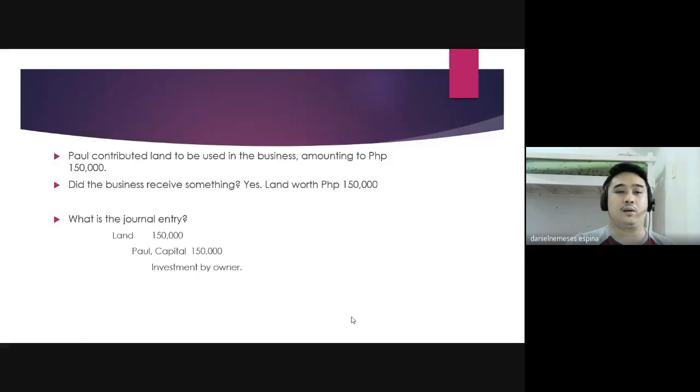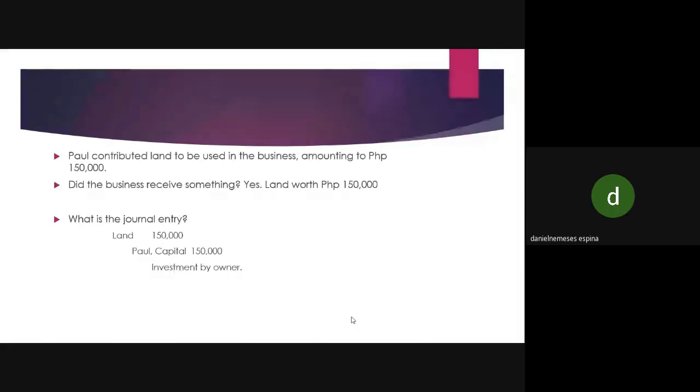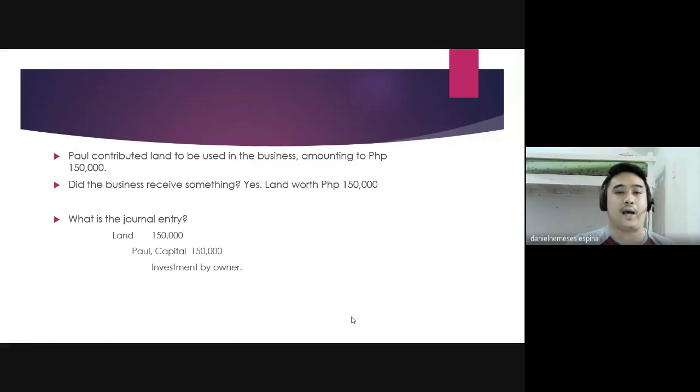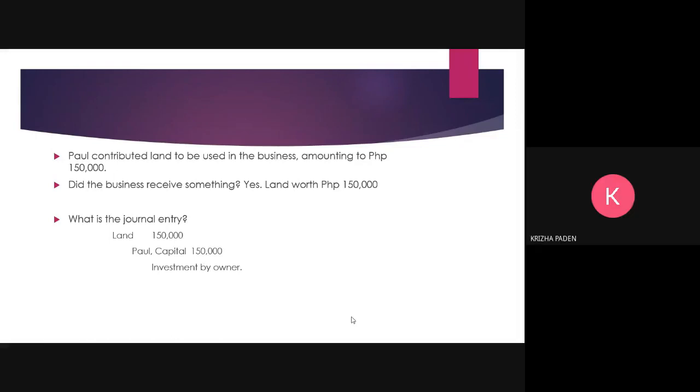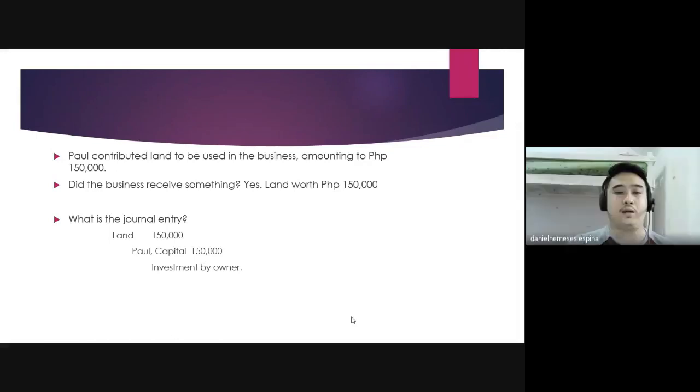Okay? It received land worth 150,000 pesos. Where does land belong? Is it an asset, liability, or capital? Asset, sir. Okay? So land is an asset account. Therefore, our asset increased, so we debit. We debit the land.